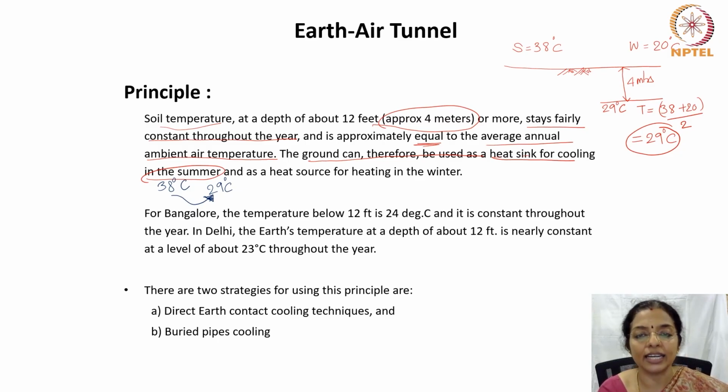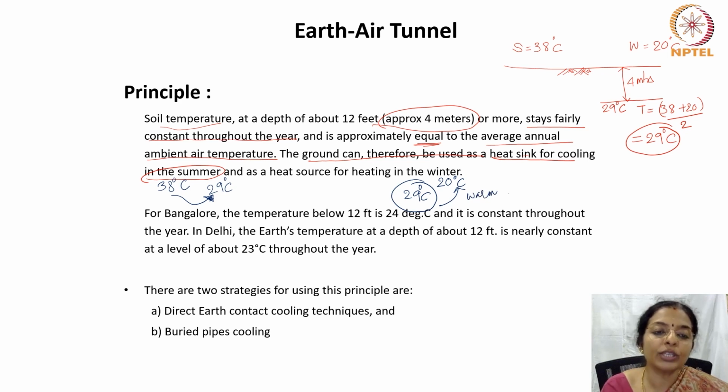of much external energy. Similarly, in winter, the outdoor temperature is 20 degrees centigrade. We will extract the heat from the earth, which is at 29 degrees centigrade, to make the indoors warm. Whereas in summer, we will throw the heat into the soil. So the soil will absorb this heat, and the air will become 29 degrees centigrade. So this is the principle of earth-air tunnel.